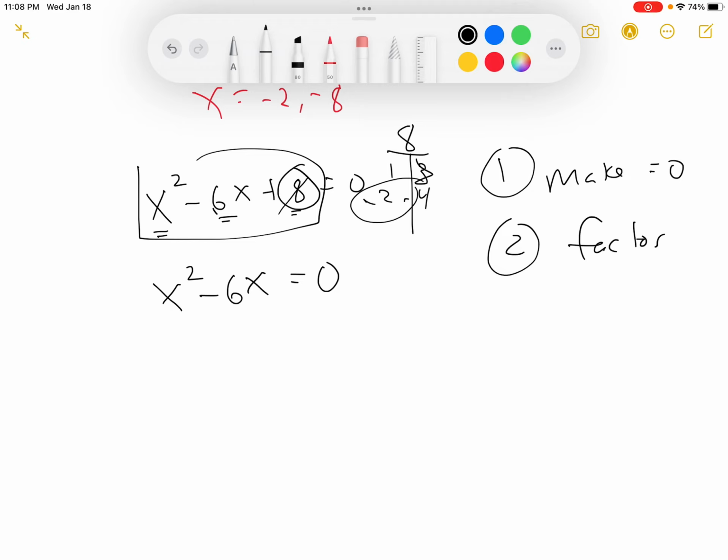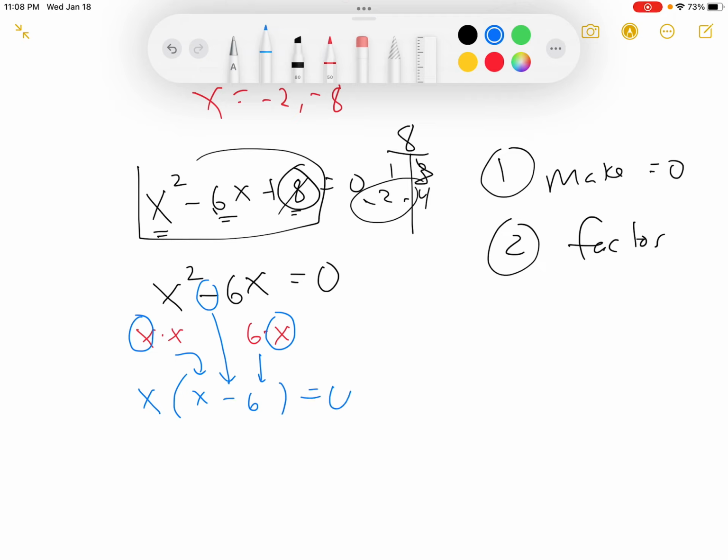X squared is the same thing as x times x. 6x is the same thing as 6 times x. Now the thing they both have in common here is the letter x. So factoring is just the process of writing the thing they have in common on the outside, and then the leftover bit we're just going to chuck in here. And now the sign in between them is that same sign right there.